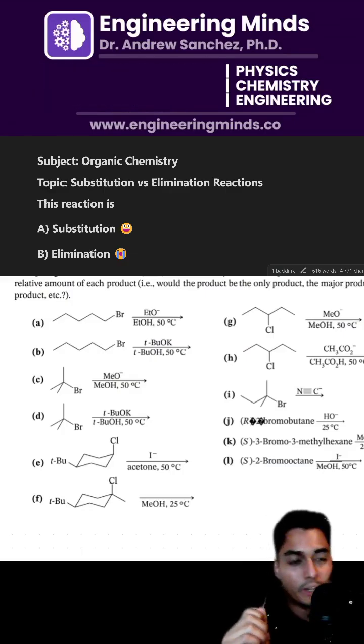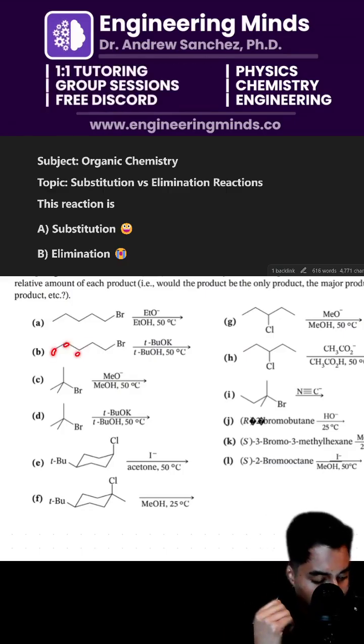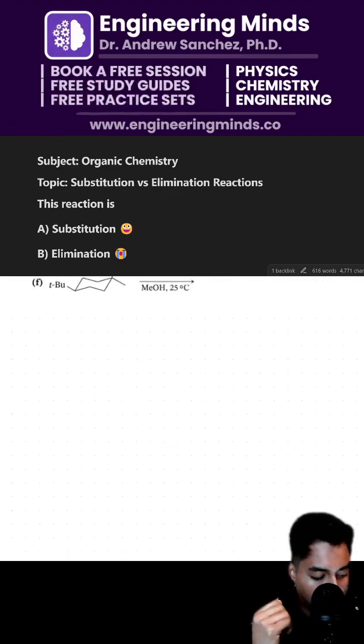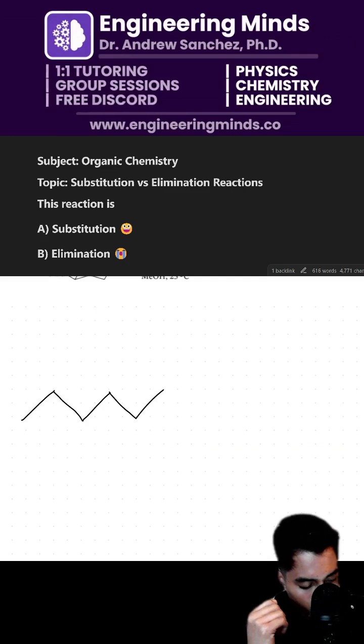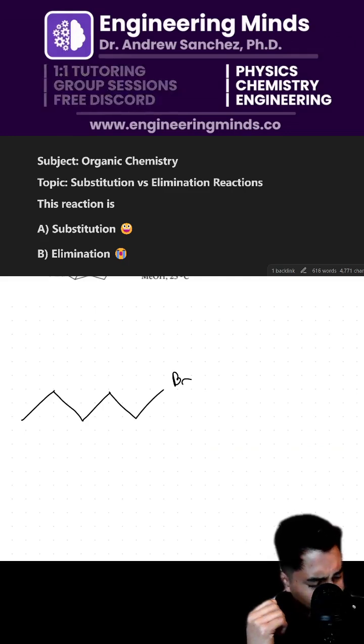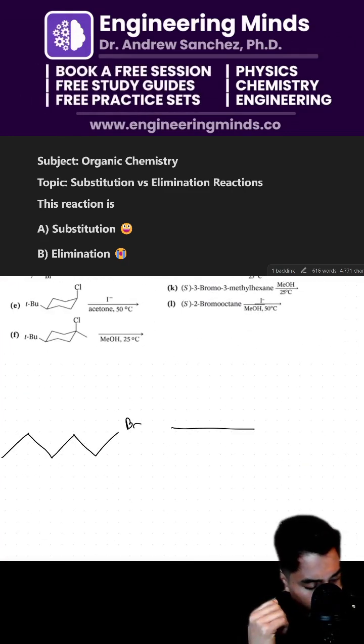So guys, we're going to go ahead and answer it anyway. So we have 1, 2, 3, 4, 5 carbons. Let's see what's going to happen here. We have 1, 2, 3, 4, 5 carbons with the bromine. And this time we have terbutoxide.